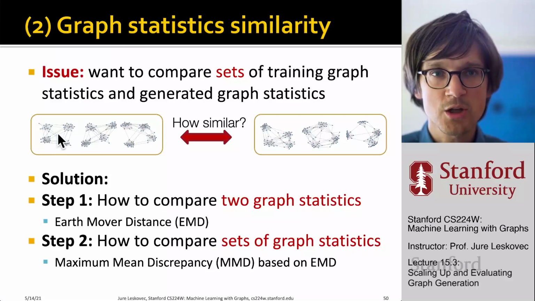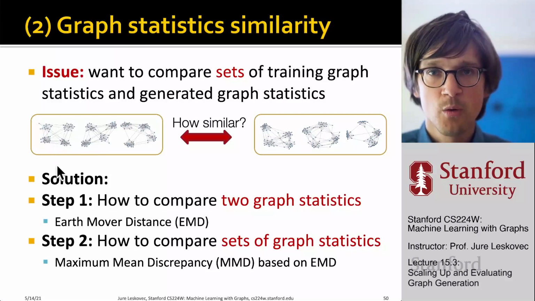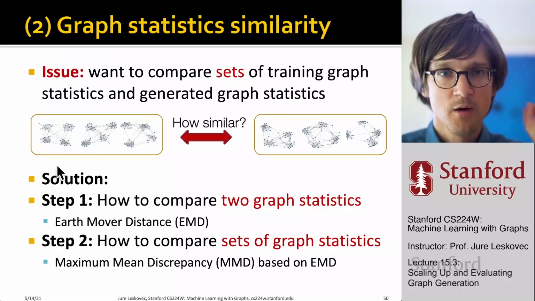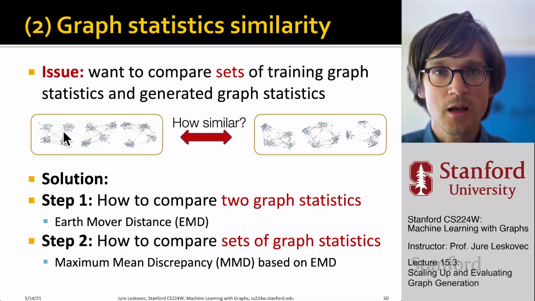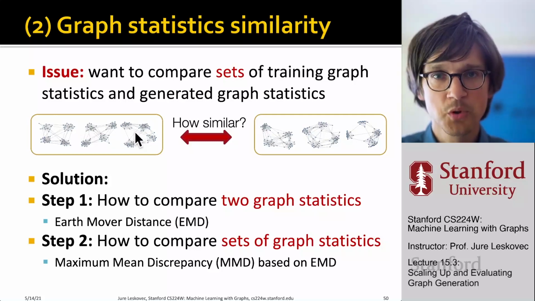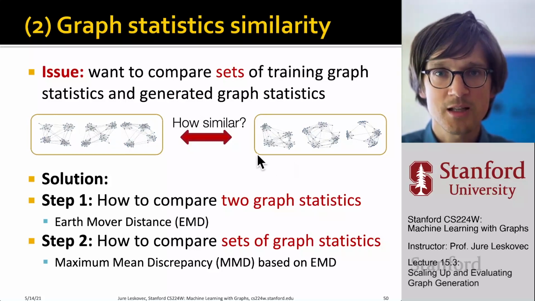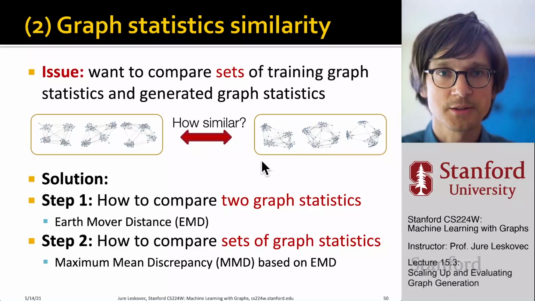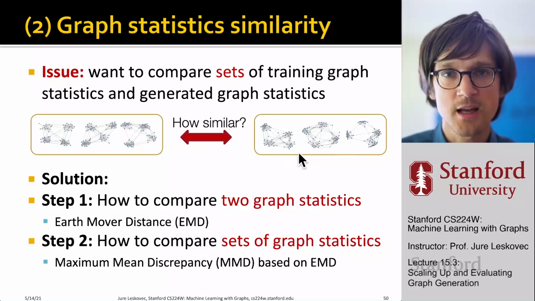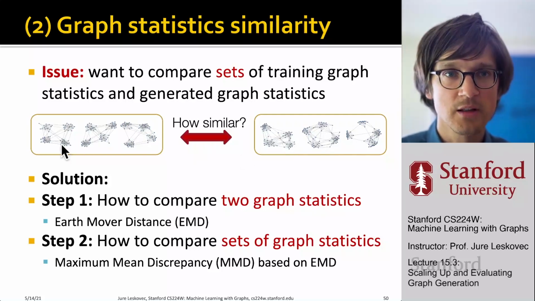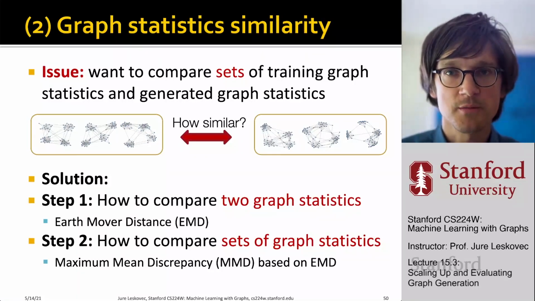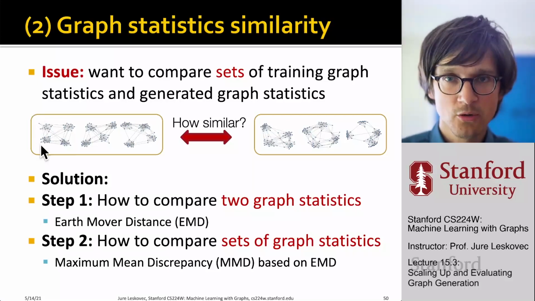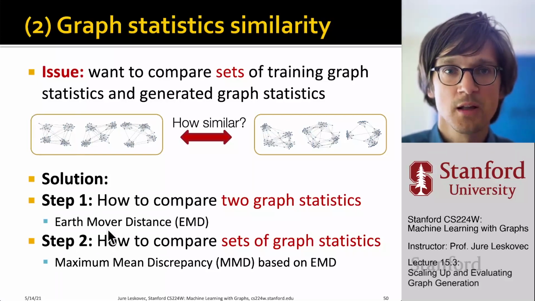We are going to take each of these graphs and describe it with a set of statistics. Like we'll say, here's the degree distribution, here's the clustering coefficient distribution. And we are going to do this for all the input graphs, training graphs, as well as for all the generated graphs. And now we are going to take, let's say, the degree distribution of a synthetic graph and the degree distribution of a real graph, and we want to say, how much do these distributions differ? And to quantify that, we are going to use something that we call the Earth mover distance.